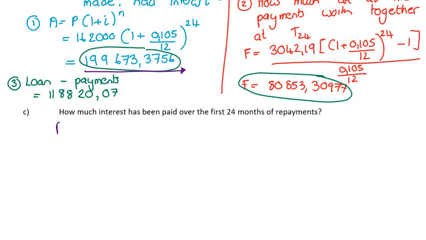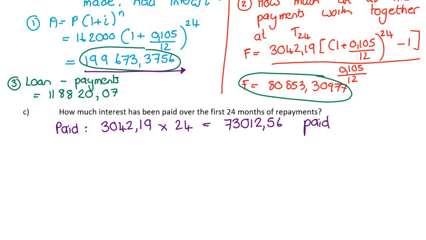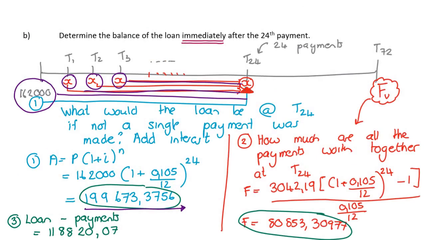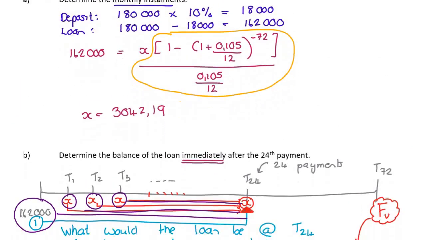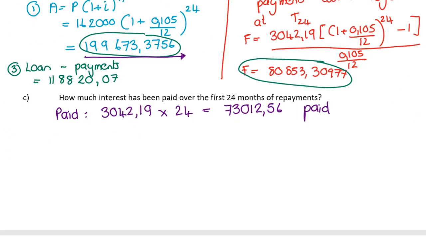Okay, well, let's have a look at how much you physically paid. You would have physically paid 3,042 Rand and 19 cents 24 times. So that's physically what you would have given to the bank. So that means 73,012 Rand and 56 cents was paid for this. I can't remember, was it a car? Let's see. It was a car. So you have physically paid over 73,012 Rand and 56 cents for this car.